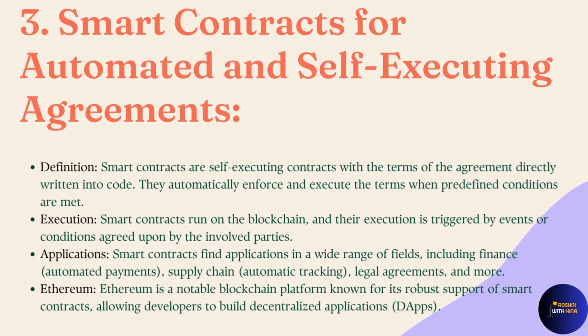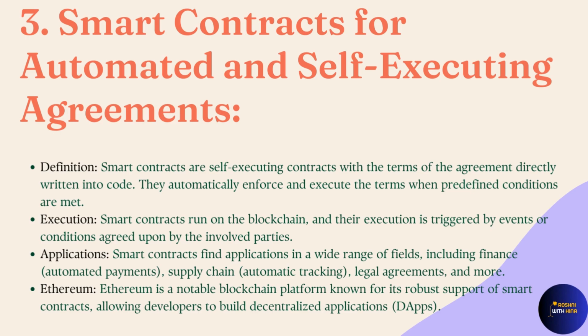Number 3, smart contracts for automated and self-executing agreements. Definition: smart contracts are self-executing contracts with the terms of the agreement directly written into code. They automatically enforce and execute the terms when predefined conditions are met.